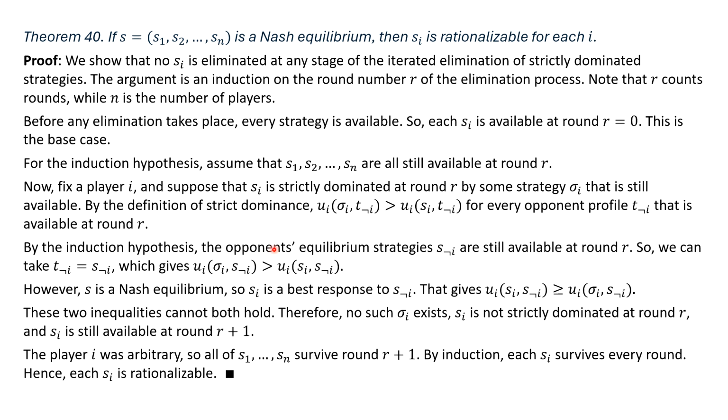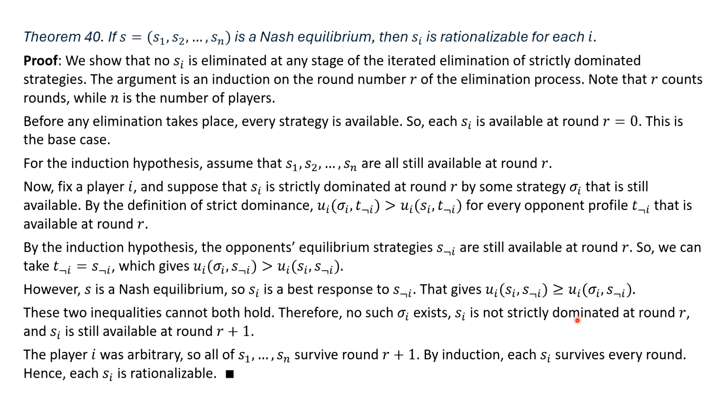That was the assumption. So s_i is the best response to s_-i. That gives the payout of s_i with s_-i greater than or equal to the payout of σ_i with s_-i. So we have two contradicting inequalities. Therefore, no σ_i exists.